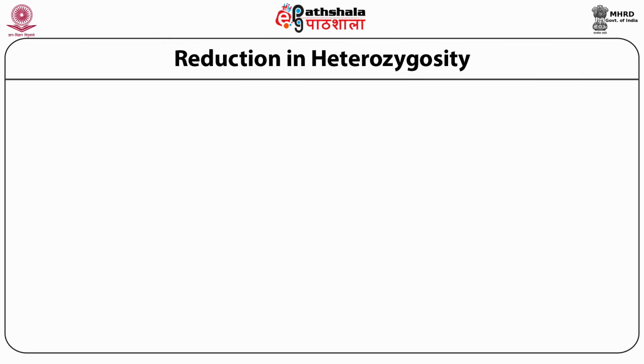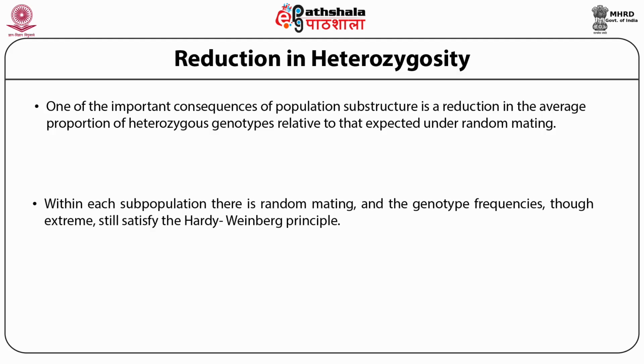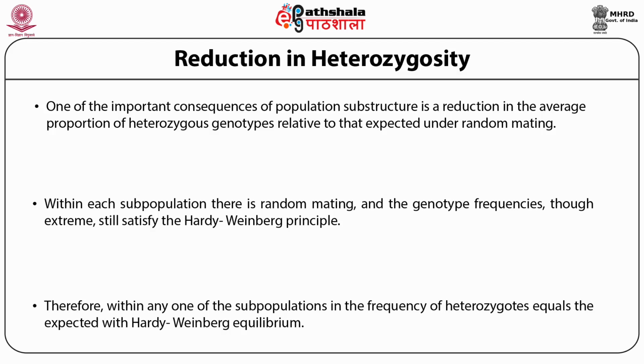What is reduction in heterozygosity? Let me understand it. One of the important consequences of population substructure is a reduction in the average proportion of heterozygous genotypes relative to that expected under random mating. Within each subpopulation, there is random mating, and the genotype frequencies, though extreme, still satisfy the Hardy-Weinberg principle. Therefore, within any one of the subpopulations, the frequency of heterozygotes equals that expected under Hardy-Weinberg equilibrium.